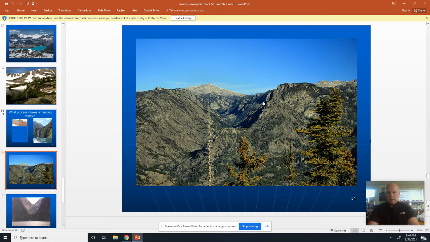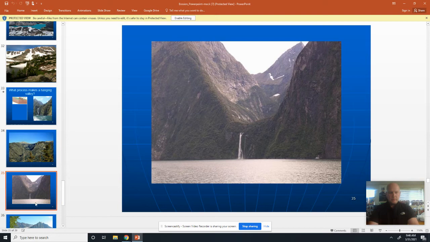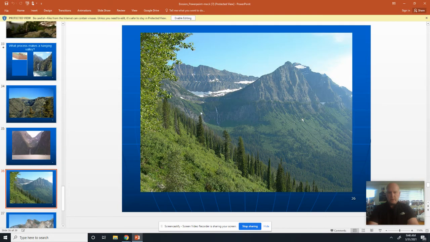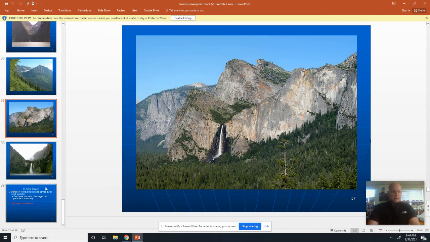This is, again, you see that U shape? That U shape is from glaciers. So any U-shaped valley is glaciers. Glacier retreats, U-shaped valleys, that's all glaciers. So this over here, glaciers. Glaciers, glaciers, and more glaciers.